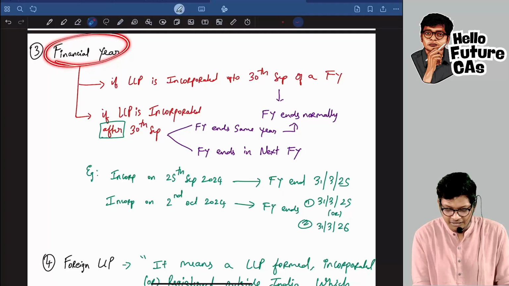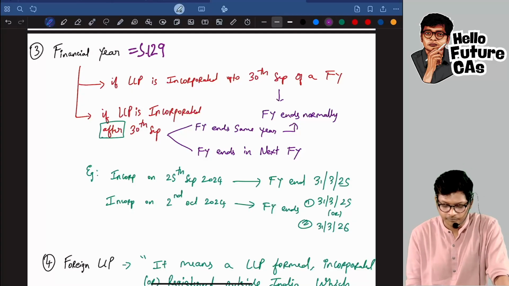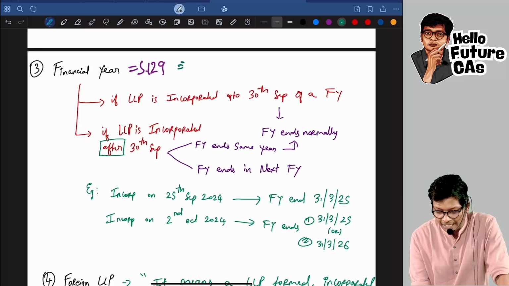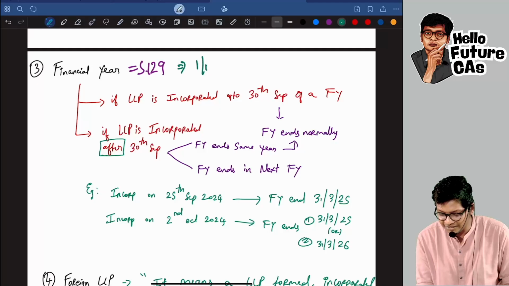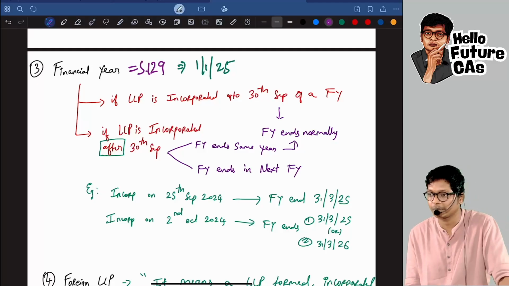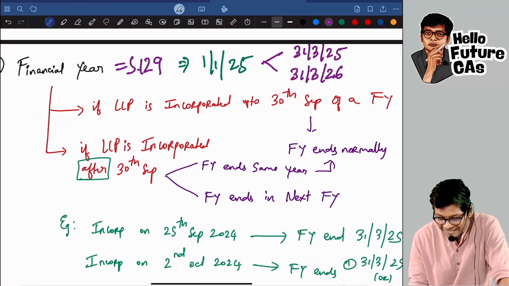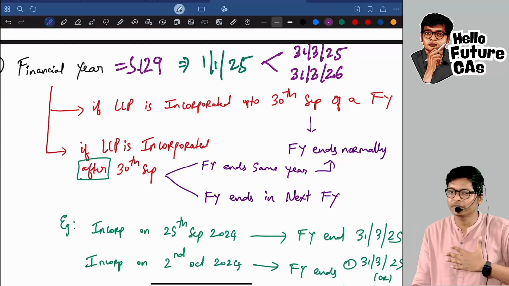Next, financial year. Be very happy, it is exactly the same concept as section 129 of your Companies Act. In the Companies Act, if you remember, I would have spoken about this; now also I am speaking. If a company is incorporated on 1st Jan or later, for example 1st Jan 25, then the financial year will end on 31st March 25 or 31st March 26 at the option of the company. Do you remember this? Same concept for us in LLP.